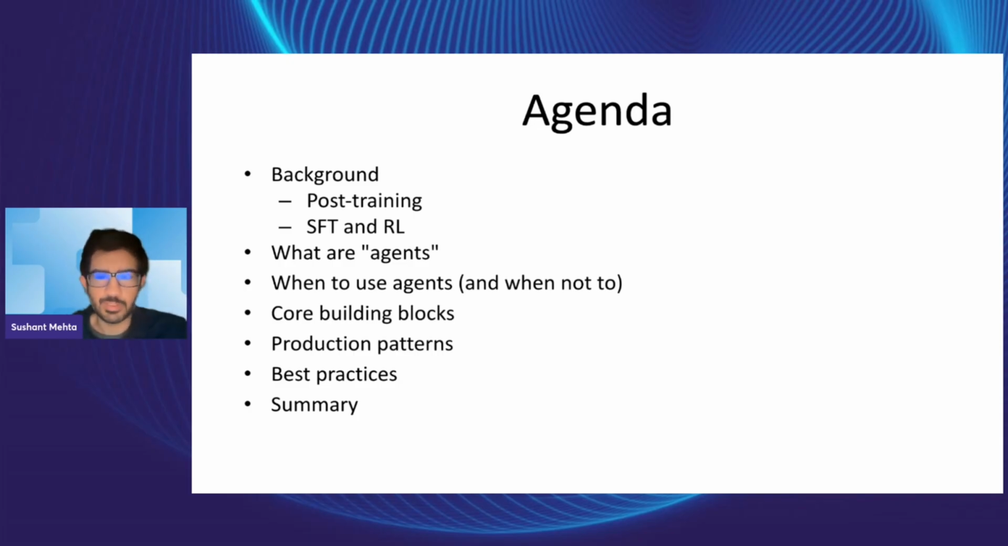Then we'll define what agents are, when to use agents, and like I said, more importantly, when to not use agents. The core building blocks to start building up more and more complex production patterns, the best practices based on my experience and the best practices I've seen in industry, and then summarize by giving a good decision framework for all the things we've discussed so far.